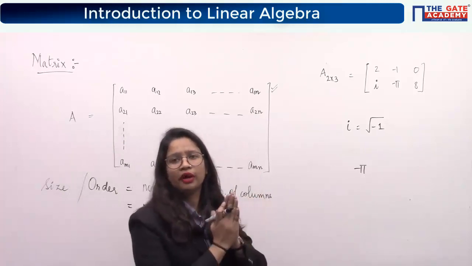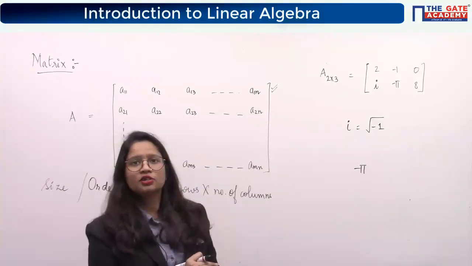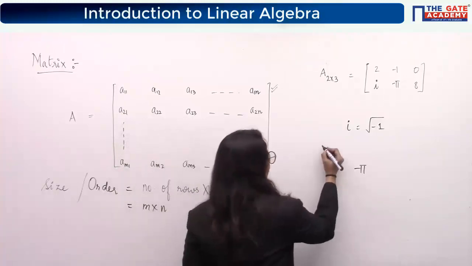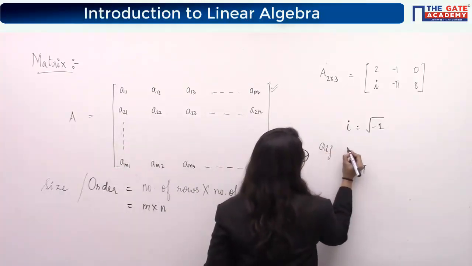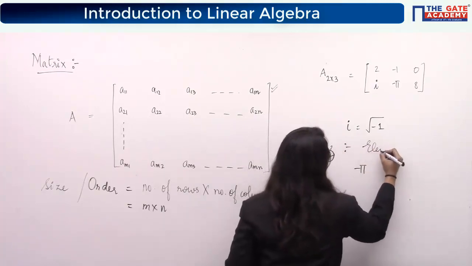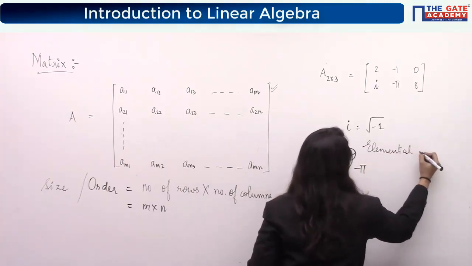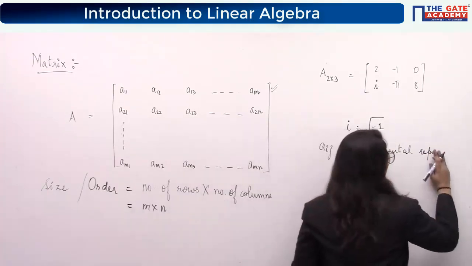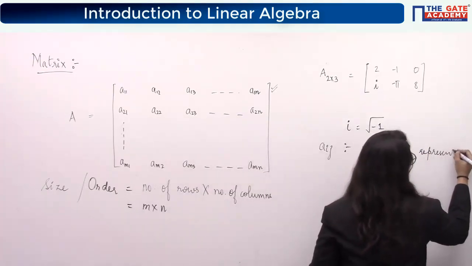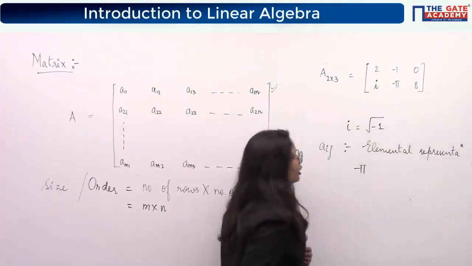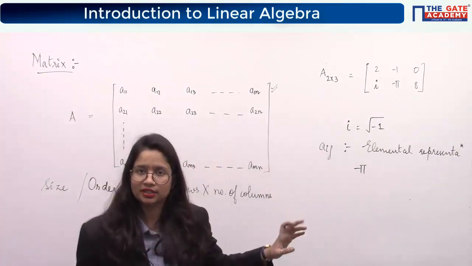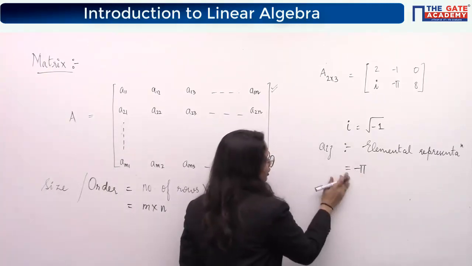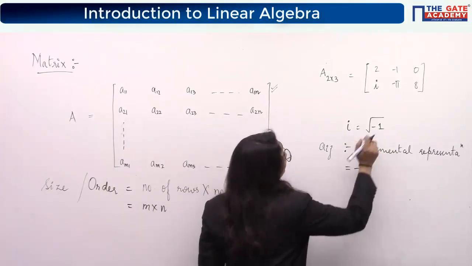So in a program, if I want to call that minus pi, there should be some name for this minus pi. That name is represented by Aij, which is known as the elemental representation of this matrix. If I want to call any particular element in the matrix, then I'll use this representation. If I want to call this minus pi, then what should be the name of this minus pi?